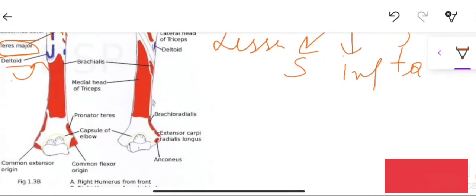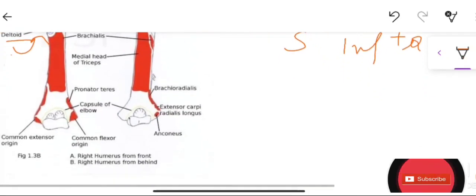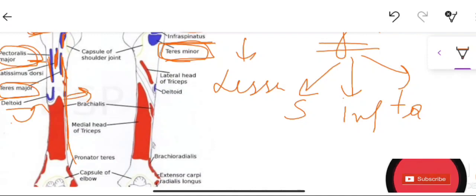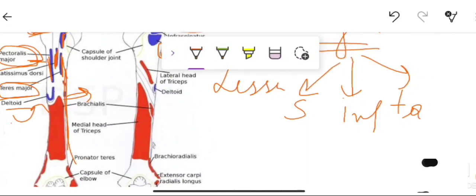Okay. Now on the middle of the medial border, this is medial border, and on the middle of the border we have coracobrachialis muscle. This is coracobrachialis muscle on the middle of the medial border.